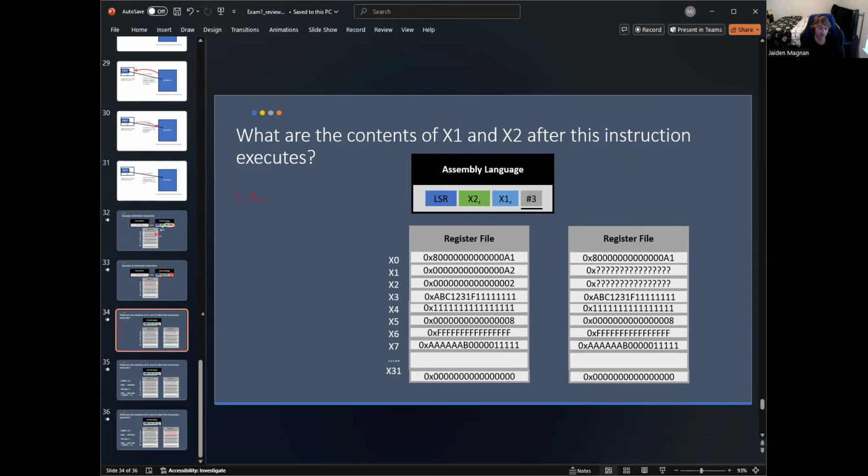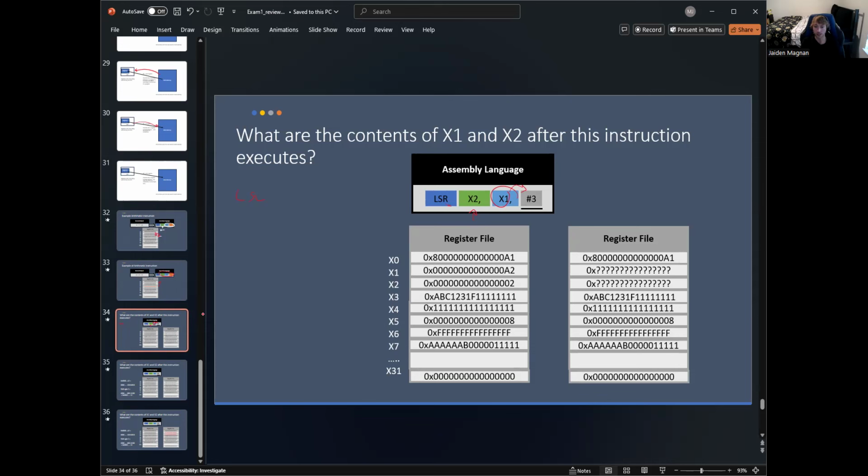If you shift it in hexadecimal, one, it doesn't even make sense how you would do that. Two, it'd be wrong. So make sure you convert it to binary and then you shift the bits. Again, the first one is always going to be your destination register. And then we're going to take what's in X1 and shift it 3 times to the right because it's a logical shift right. So let's go find it.